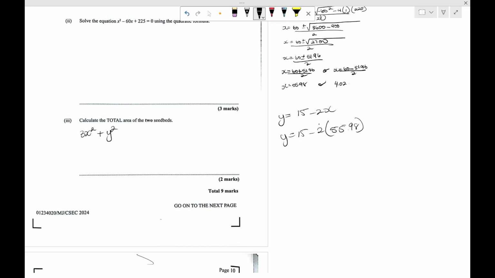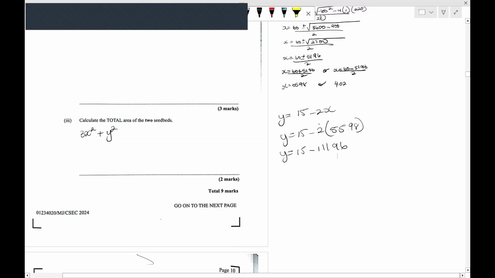Right, so right off the bat, we can tell that this would not work because 2 by 55.98 will give you a greater number than 15, right? So y will be equal to 15 minus 111.96. And that's going to give you a negative value. We can't have a negative value, right? It has to be positive. You can't have a negative area. Right? So therefore, we're not going to use 55.98.